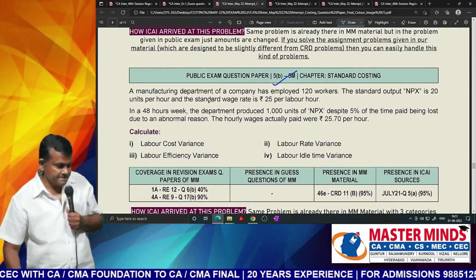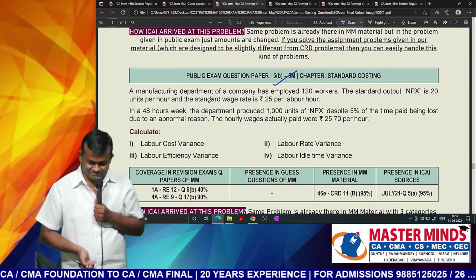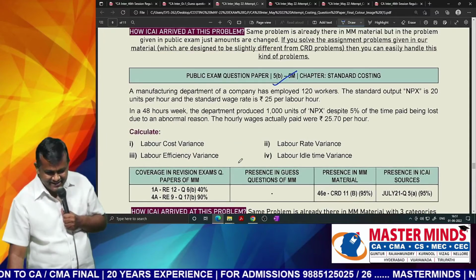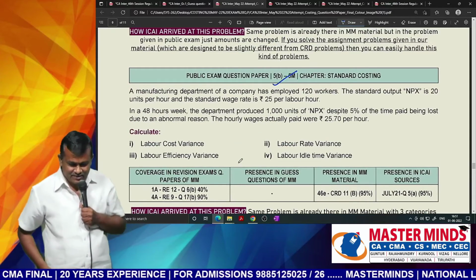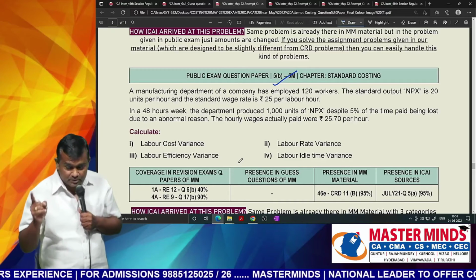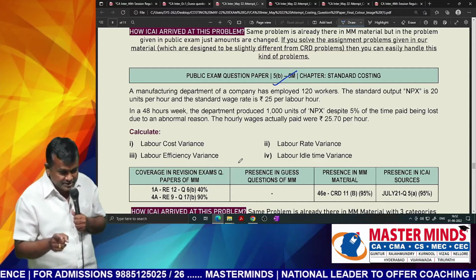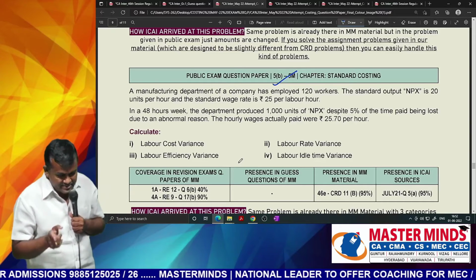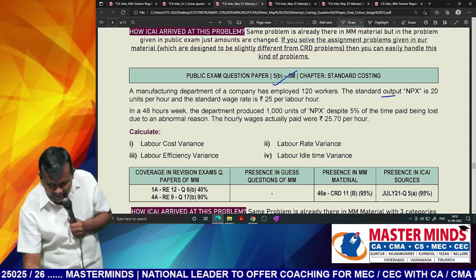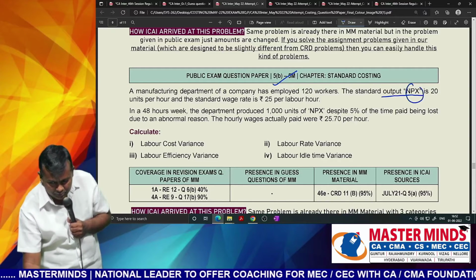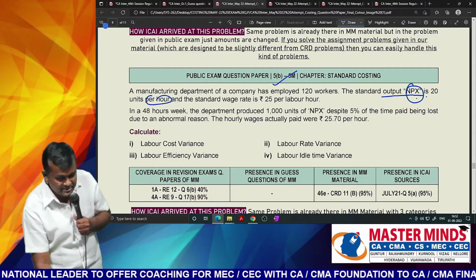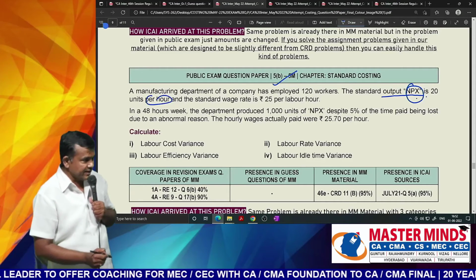Next one, sir. Standard costing. So, favorite chapter. A manufacturing department of a company has employed 120 workers. The standard output of NPX is 20 units per hour and the standard wage rate is 25 rupees per labor hour. Per hour means 120 workers are engaged for 1 hour.